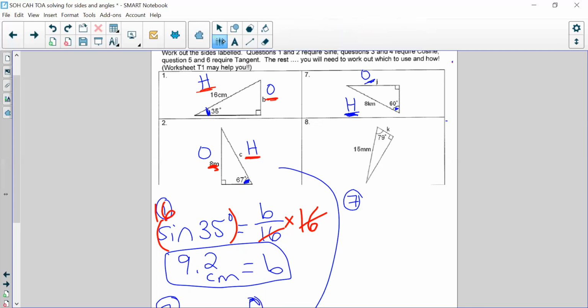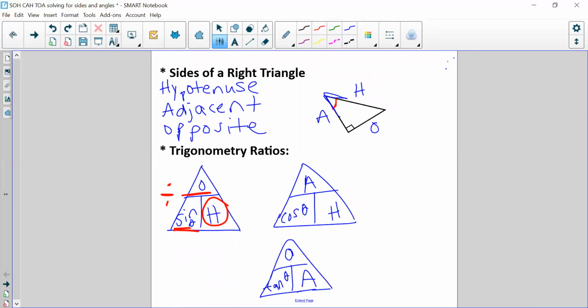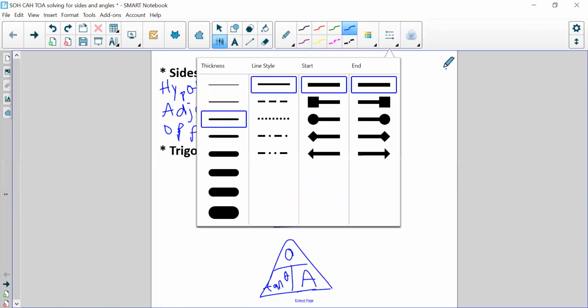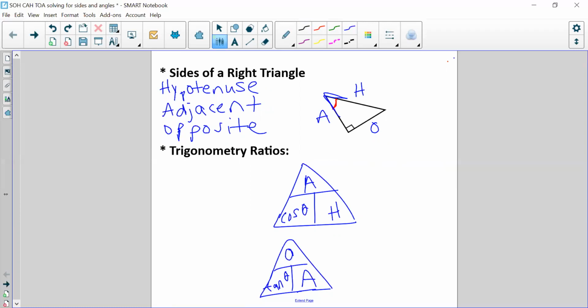So this is another sine question. They're not all going to be sine. Please use the appropriate means of identifying your side lengths. It's going to be sine, and I'm solving for opposite. So I'm just going to grab my triangle here. And if you're looking for opposite, which is in the top, you will end up multiplying the sine theta and the hypotenuse.